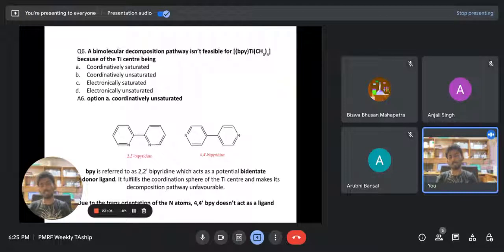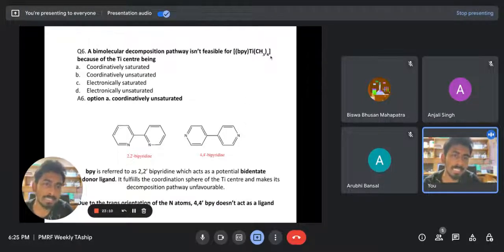Now coming to the next question: the bimolecular decomposition pathway is not feasible for this compound bpy-TiCH3 because the titanium center is coordinatively saturated, coordinatively unsaturated, electronically saturated or electronically unsaturated. Now we have already understood that this titanium CH3 alone is quite unstable in nature. It undergoes a bimolecular mechanism, it is less stable, it decomposes at only minus 14 degrees Celsius. So what are the possible pathways by which we can stabilize this compound? This is one of the pathways by which we can stabilize the titanium CH3 compound.